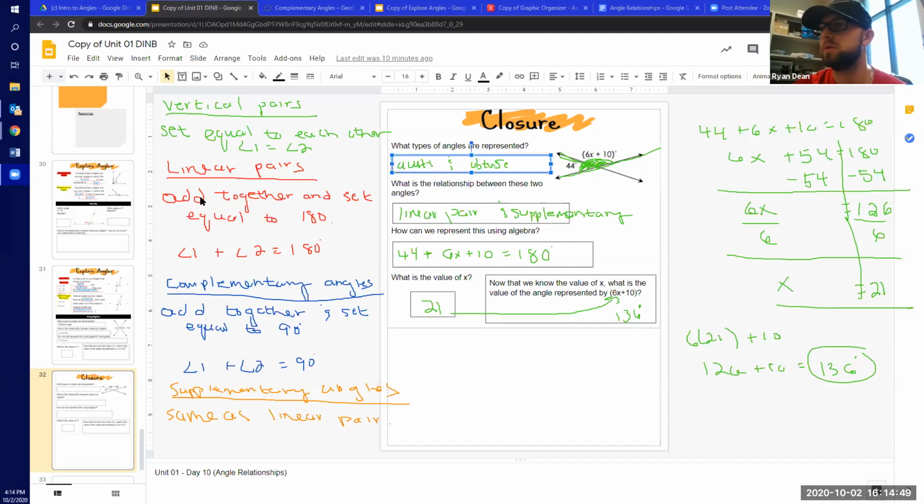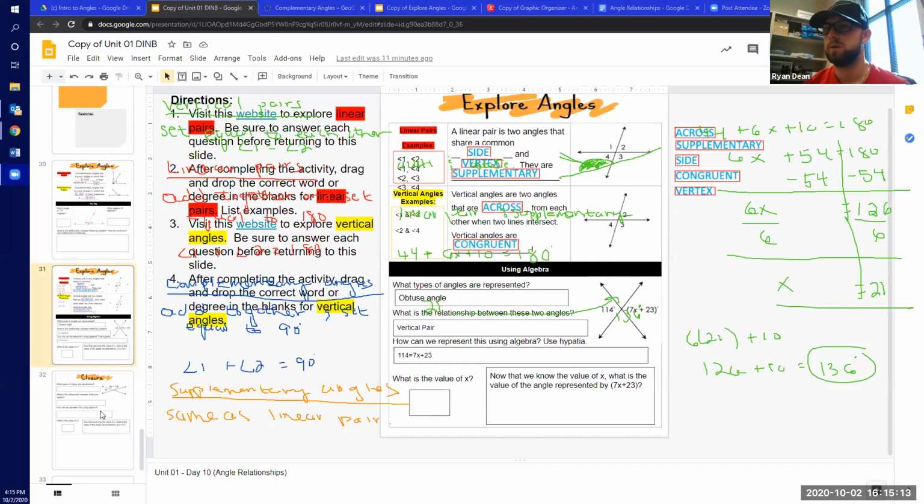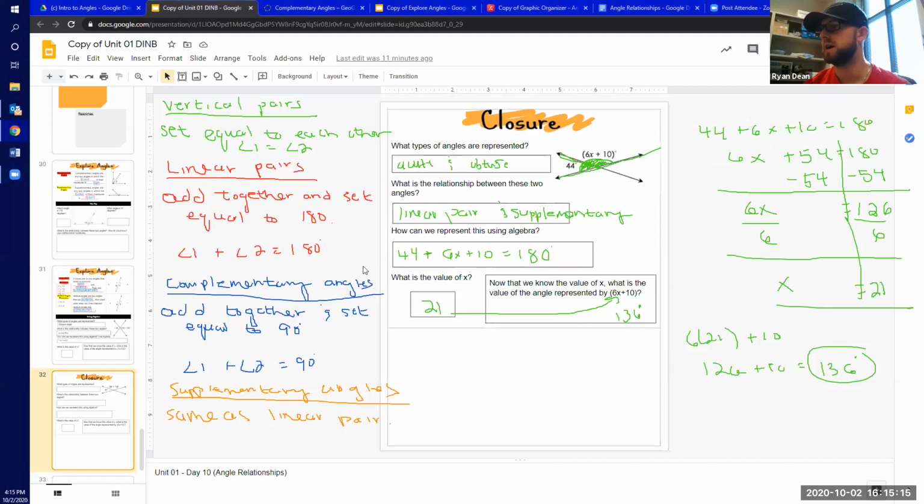Linear pairs, you're always going to add together and then set them equal to 180 degrees. So you would just say angle 1 plus angle 2 is equal to 180. And supplementary angles are the exact same as the linear pair. Okay, and the complementary angles, we're just taking two angles, adding them together, but this time we're going to set them equal to 90 degrees. Okay, so I would make sure that you have all of this typed into your notebook, so that way you can reference it later.